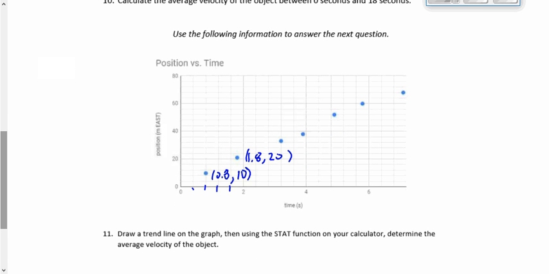Let's finish this one up here now. We have our first 2 ordered pairs identified already. Let's identify the rest of them. The next one, I got 3.2 and 32. The next one I got 3.9 and 37. The next one I got 4.9 and 52. The next one I got 5.8 and 60. And the next one I got 7.2 and 68.